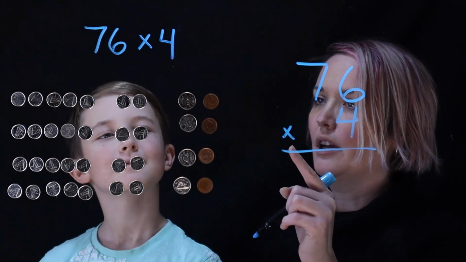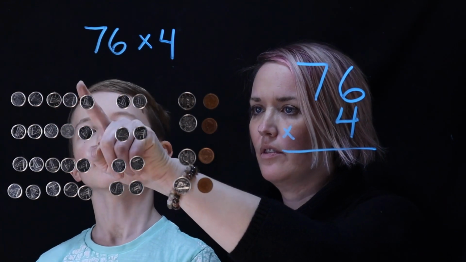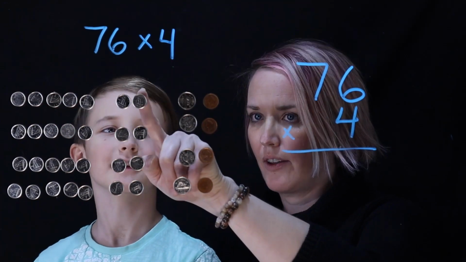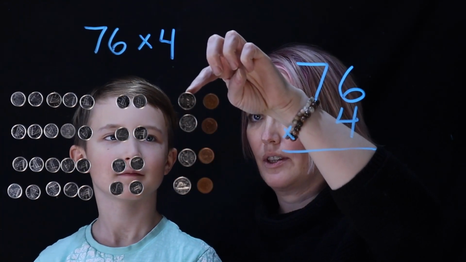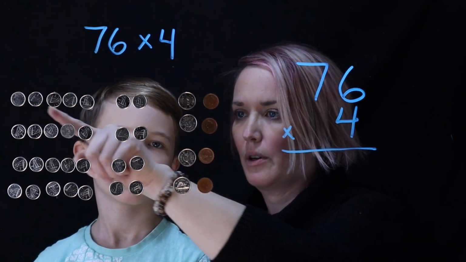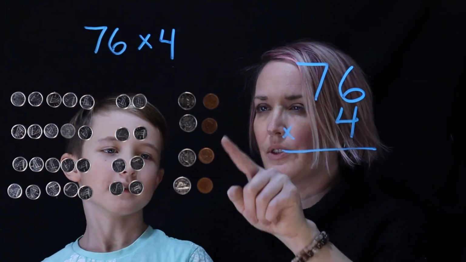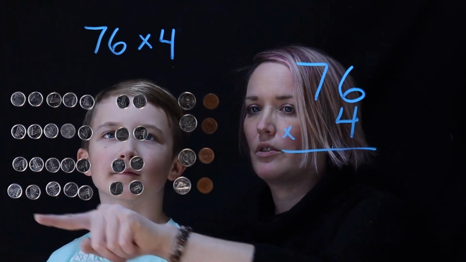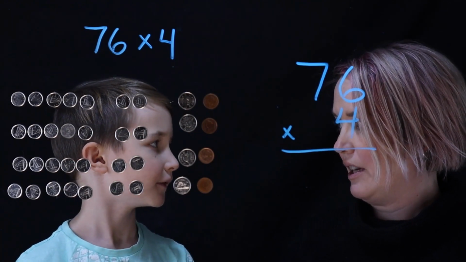Okay, so I've put this out. So I've got 10, 20, 30, 40, 50, 60, 70. And then this is a nickel, so it's worth 5. So 75, 76. And I put out 4 of them. So here's another one. And another one. And another one. So to figure out 76 times 4, we have to figure out the total amount of money that's here. Okay, how do you want to do it?